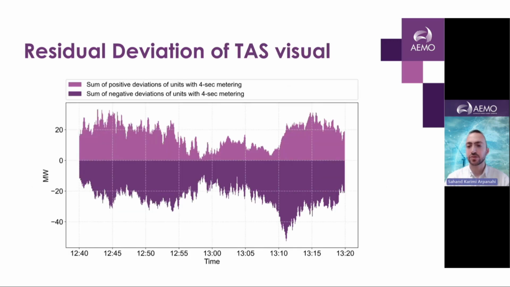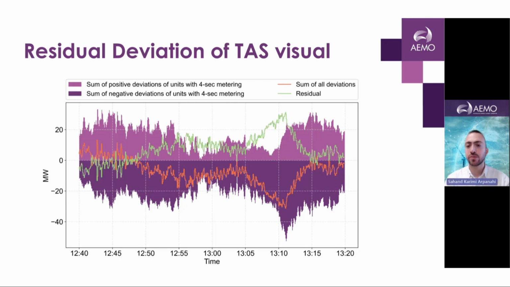Here, as an example, we show the step-by-step calculation of the residual in Tasmania. This figure shows the sum of all positive deviations and the sum of all negative deviations over 8 trading intervals. So the sum of all deviations with appropriate metering will be as the orange line shown in this figure. Finally, we take the opposite of that sum to determine the deviation of residual in Tasmania as shown by the green line in this figure.